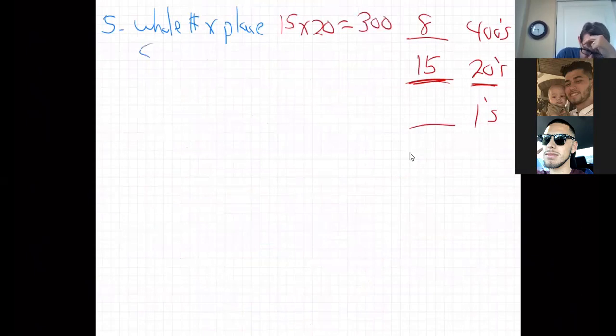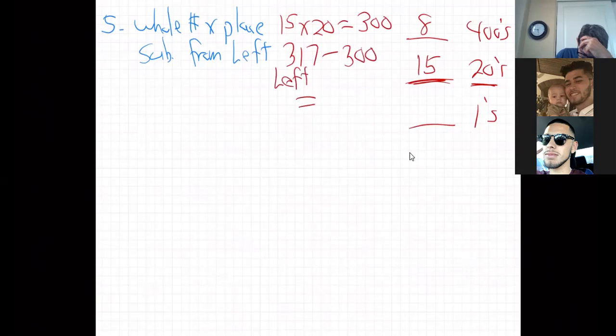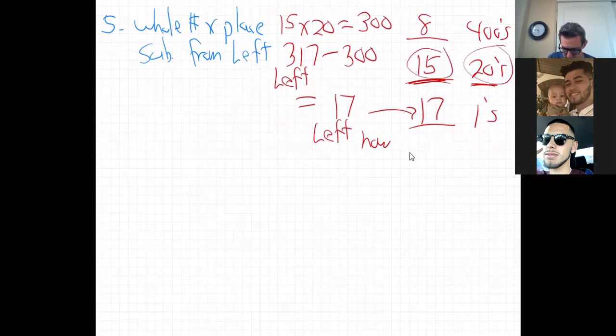300, and then subtract from what was left. What was left was 317, right? This is what was left. Subtract 300, equals 17 left now. And that's your last answer. 17. You have 17 left to go. You see how 15 20s is 300 and then 17 more. So we've represented the entire 317. And so that's our answer.